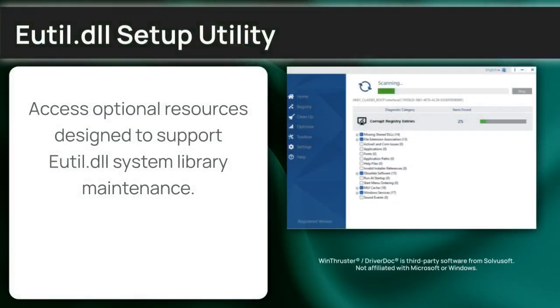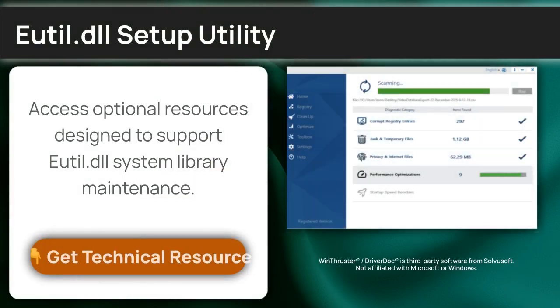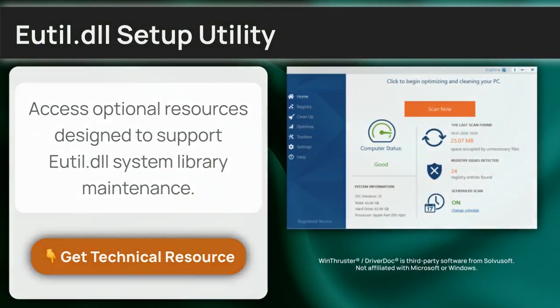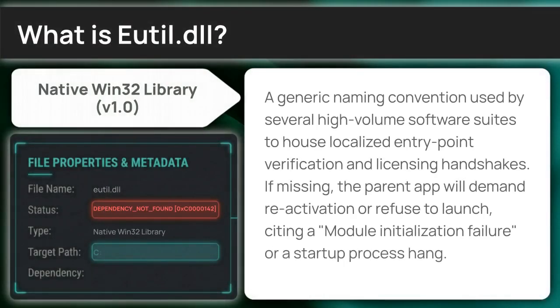To begin the walkthrough for Eutil.dll Library, you can choose the manual path or use a resource designed for environment stability. This is the Eutil.dll Library, a generic naming convention used by several high-volume software suites to house localized entry point verification and licensing handshakes. If missing, the parent app will demand reactivation or refuse to launch, citing a module initialization failure or a startup process hang. With the why out of the way, let's focus on getting you running again.